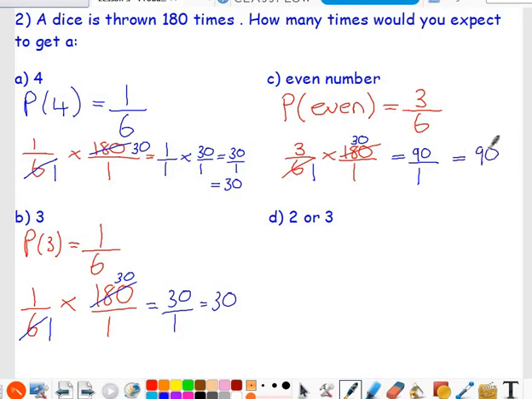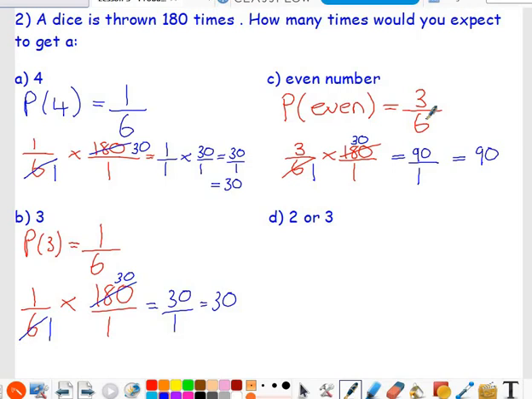Okay? Or you could have done it that you simplified the 3/6 down to a half from the start and done a half times 180 and done it that way, okay? But we did the cross cancel here, so either way would be accepted.